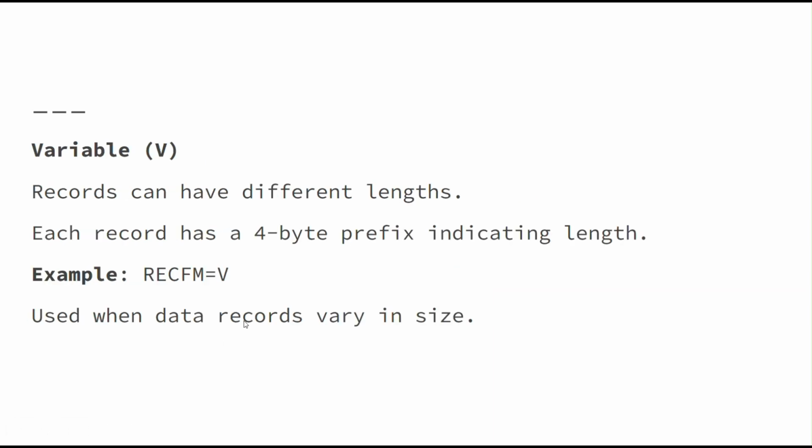Now let's see what is V. V, which means variable, where records can have different lengths. Each record has a 4-byte prefix indicating length. While using JCL, if we want variable, we will use RECFM equal to V. It is mainly used when dataset records vary in size.